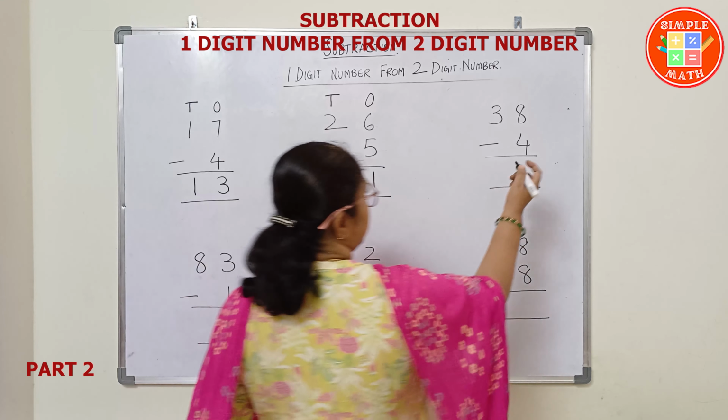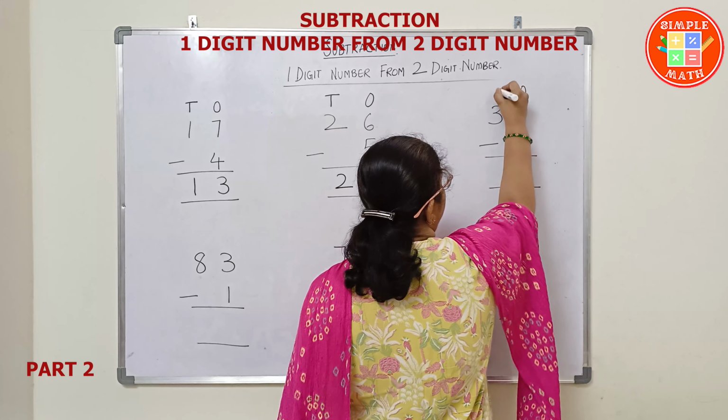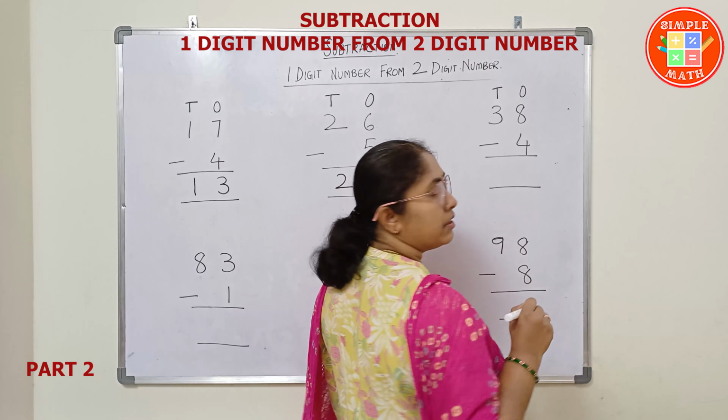Next, mark the ones column and tens column. What is the small number here? 4. So keep 4 in your mind. Count after 4: 5, 6, 7, 8. Stop when you get the big number. How many fingers did you get now? Count them: 1, 2, 3, 4.